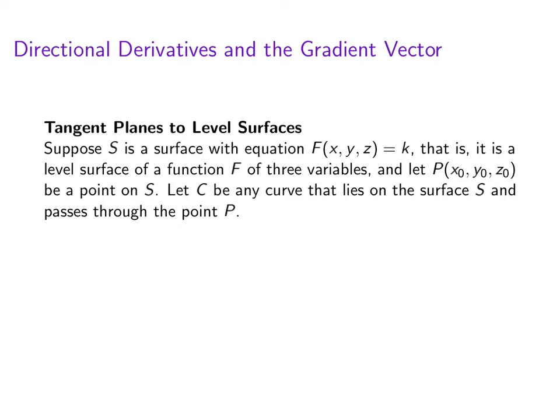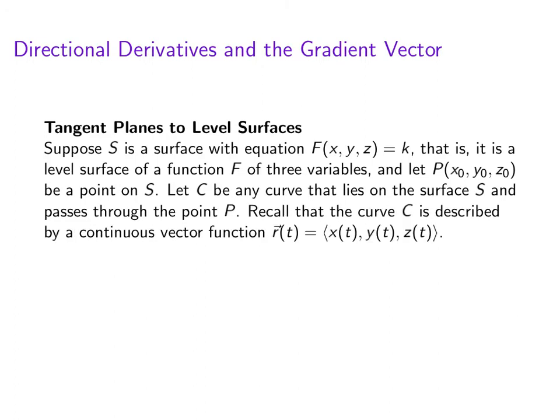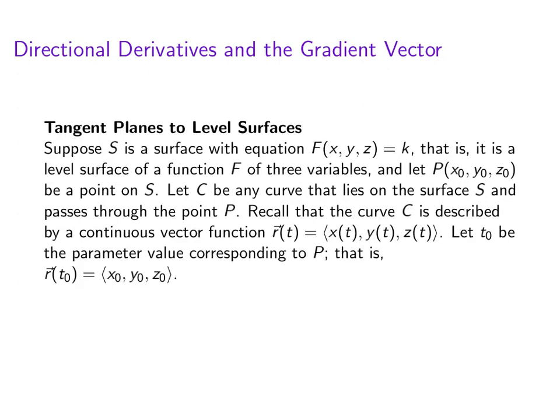Now we'll let C be any curve that lies on the surface S and passes through the point P. And remember that a curve C will be described by some continuous vector function r of t with components x, y, and z. Now let's let t naught be the parameter value that gives us the point P. In other words, we'll think of this as being r of t naught equals x naught, y naught, z naught.